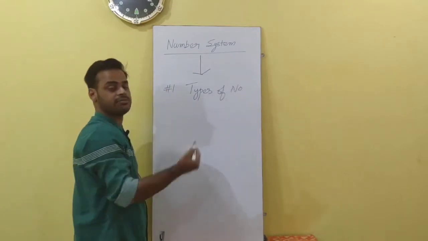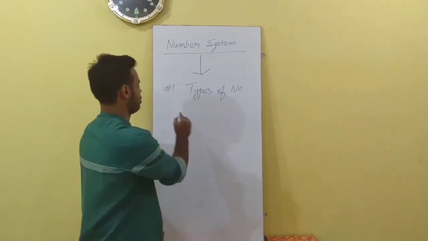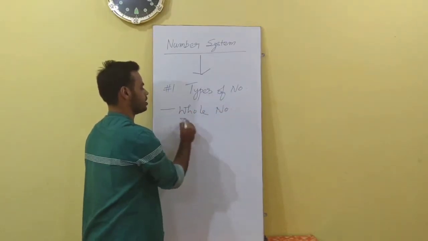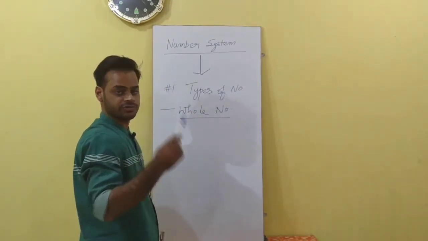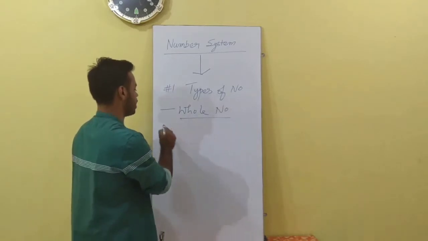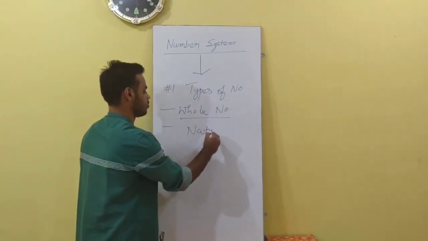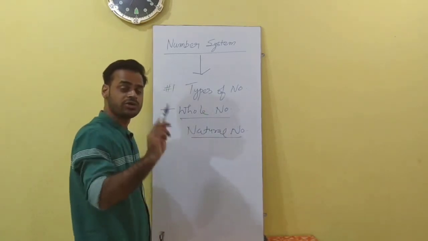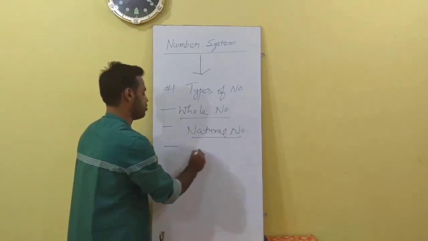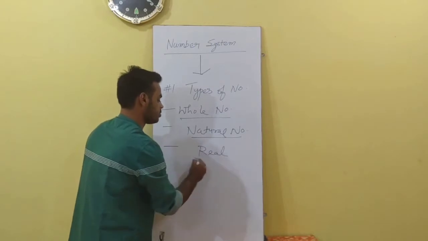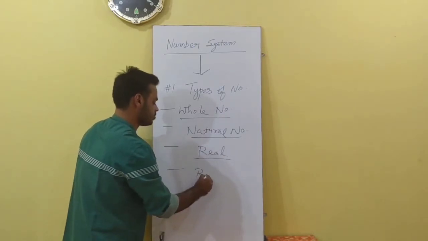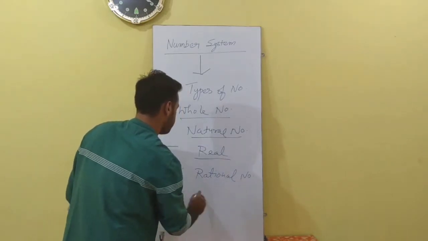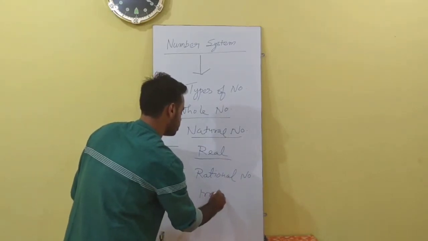So what are the various types of numbers that we have to read? These include the following. That is whole numbers. As you all know, the numbers starting from 0 to infinity include the whole numbers. Now the second is natural numbers. What are natural numbers, students? All the numbers excluding 0, from 1 to infinity, include natural numbers. And then we have real numbers. Then we have rational numbers. And we have irrational numbers.